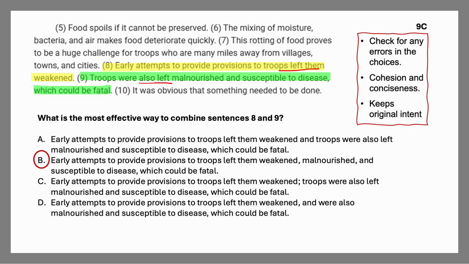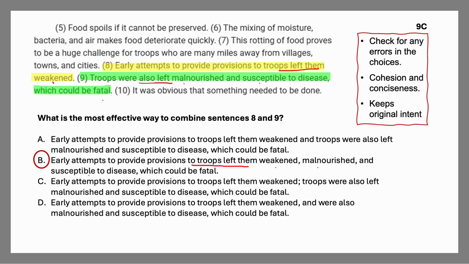So I know that's going to be a key goal for my answer choices. And so if I take a look at some of these, I'm going to see that some of them did not do that. So let's look at B, the answer choice, first, and then we'll talk about why the other ones are incorrect. So B does that. It gets rid of that redundancy. Early attempts to provide provisions to troops left them, and so it's just one time, and it includes weakened, malnourished, and susceptible to diseases, which could be fatal. And so we have weakened, malnourished, susceptible to diseases, and then it's fatal.